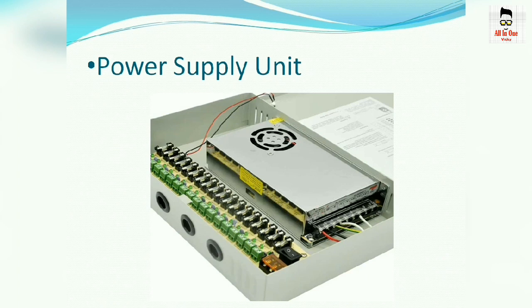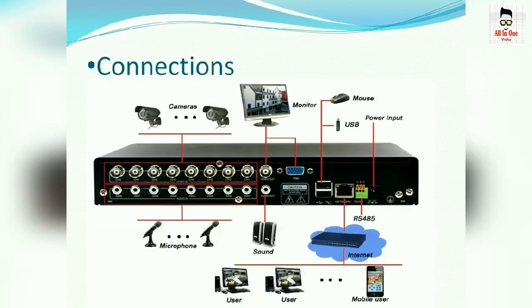Okay, the next point is the connections. Overall connections, in this diagram I am going to explain to you. First we will start with cameras. The camera has two cables, one is the BNC and one is the power cable. The BNC we will connect here. As you can see at the back side, these are the ports to connect the BNCs, so that the signals from cameras are transferred to this DVR.